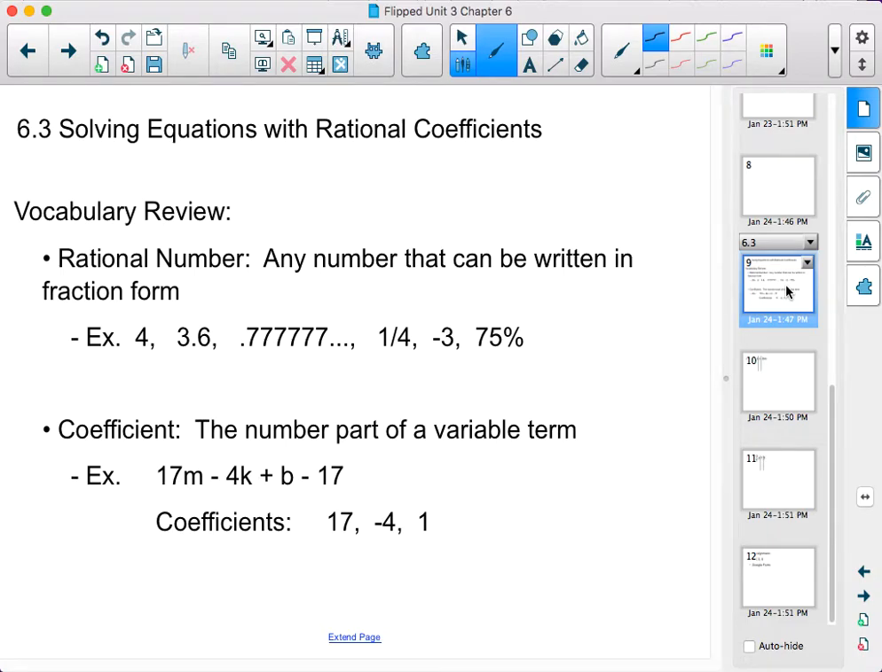This is our video for Chapter 6, Lesson 3. This is solving equations with rational coefficients. So this chapter begins with a little bit of a vocabulary review. These are old words, but you still need to know them.